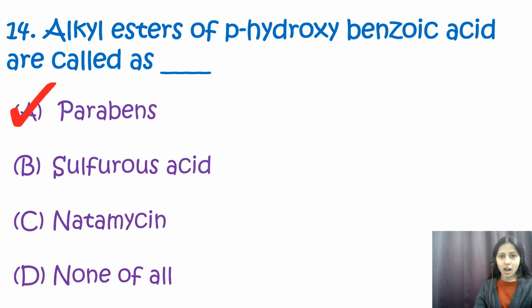They are widely used as preservatives in the pharmaceutical, cosmetic, and food product industries because of their antimicrobial effect. These parabens are also known as endocrine disruptors. Okay, so the correct option is option number A.